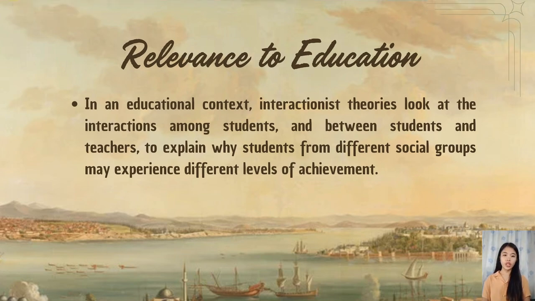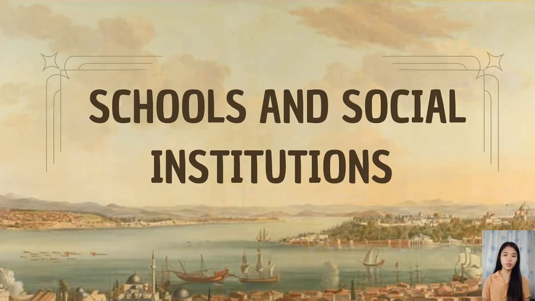What is sociological perspective? The sociological perspective helps us understand how people interact with the system and society. One of its key concepts is schools and social institutions. These are structures like family, education, economic institutions, and government that help keep society organized. They shape our behavior, beliefs, and values.